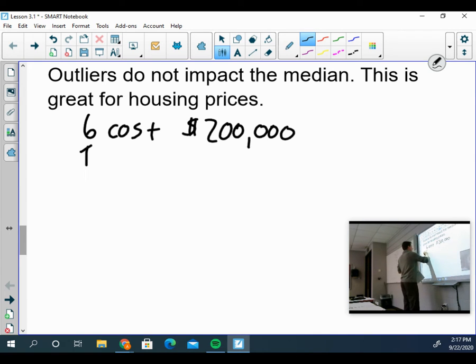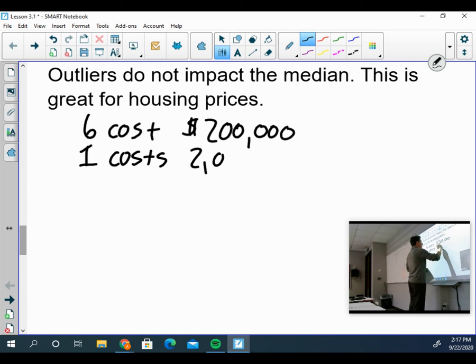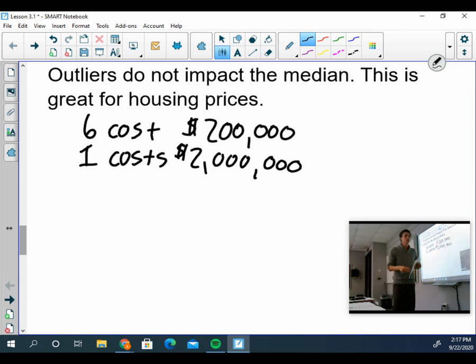But one of them, a wealthy CEO maybe, costs $2 million. If you would find the average house price, aka you found the mean of those house prices by adding up the 6 that cost $200,000 and then adding the one that costs $2 million, dividing by however many there are, what you're going to end up with is not an accurate representation about the average cost of a house on that block. Why is it going to be inaccurate?